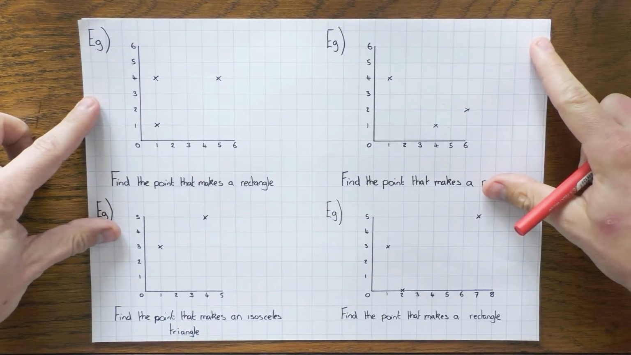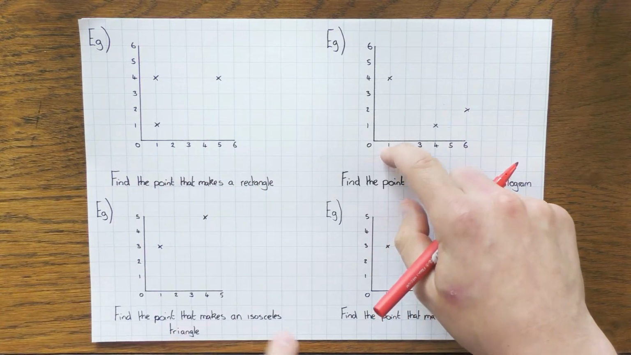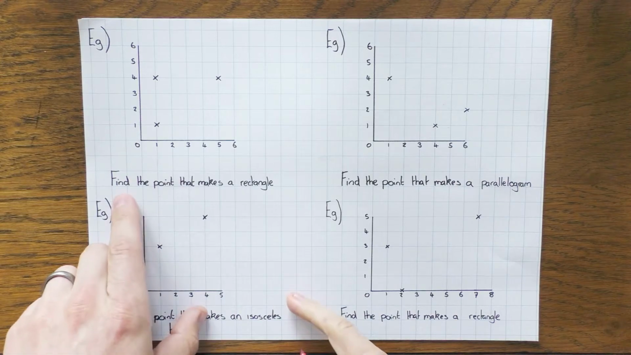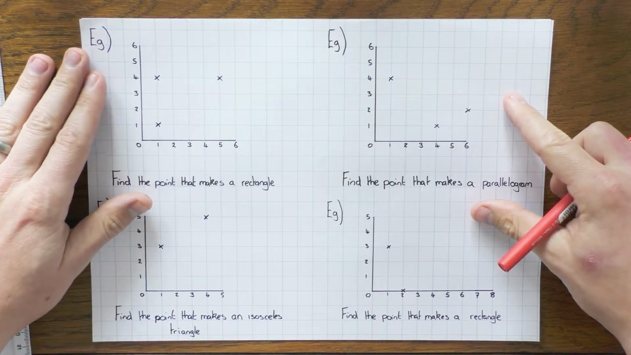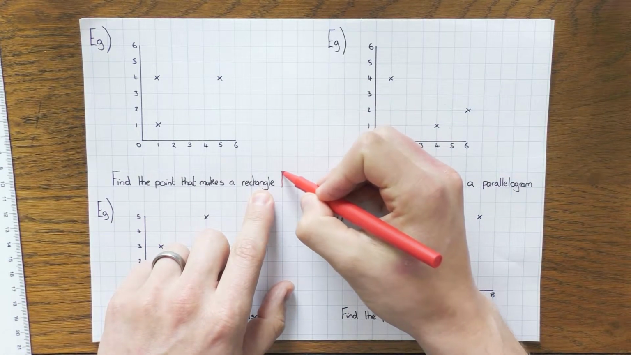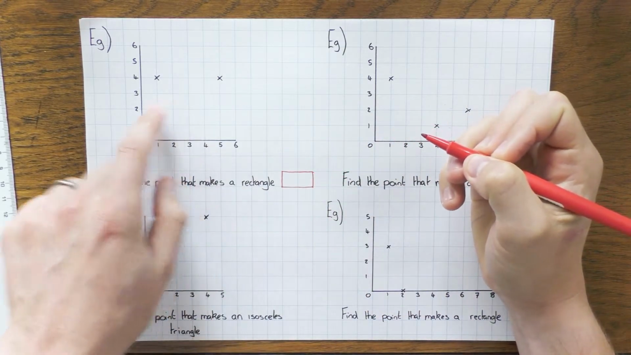So, here we have some points that were already given, and we're asked to make some shapes. I've got 4 examples here to have a look at. The first one says, find the point that makes a rectangle. What I recommend you do is a very quick sketch of what that shape will look like. A rectangle just looks like that, and that's what I want to achieve over here.